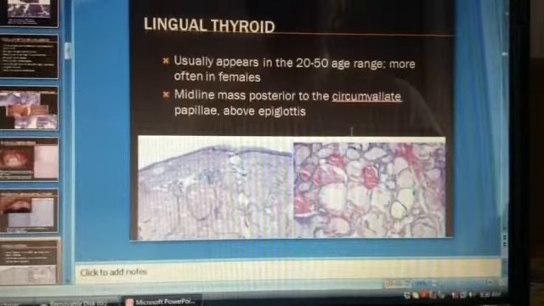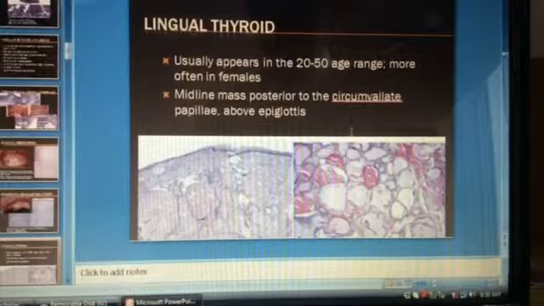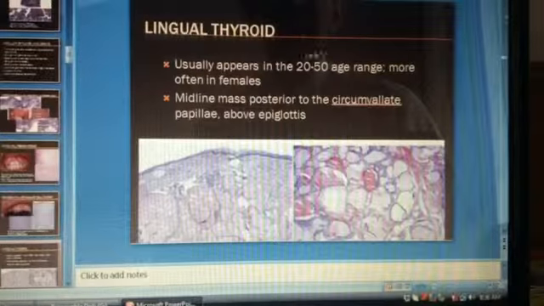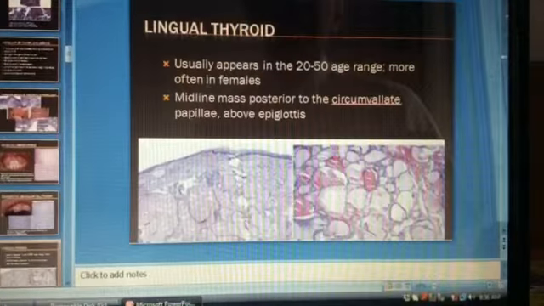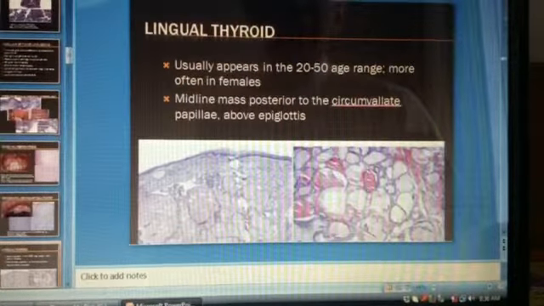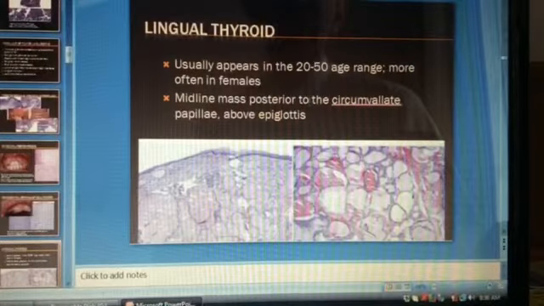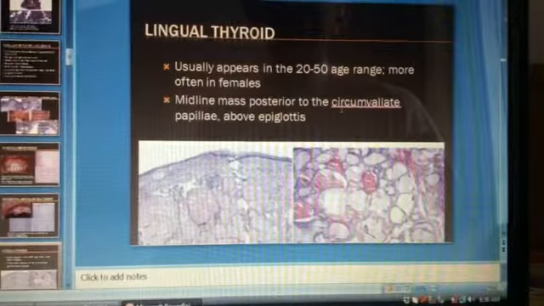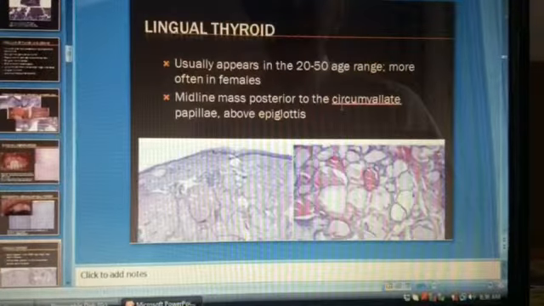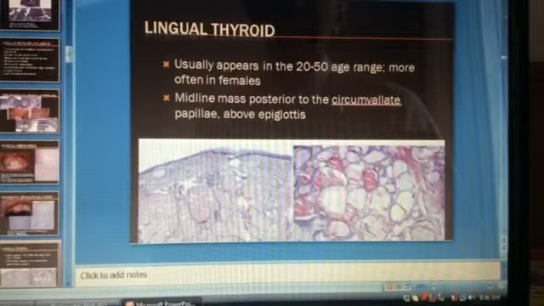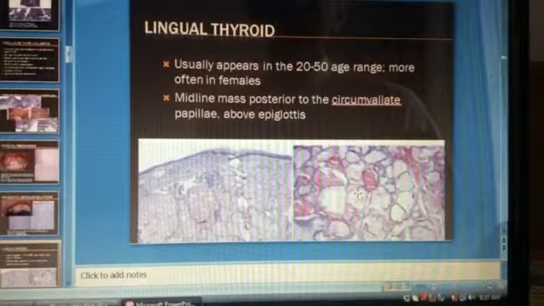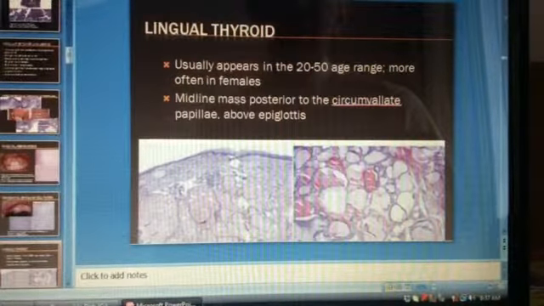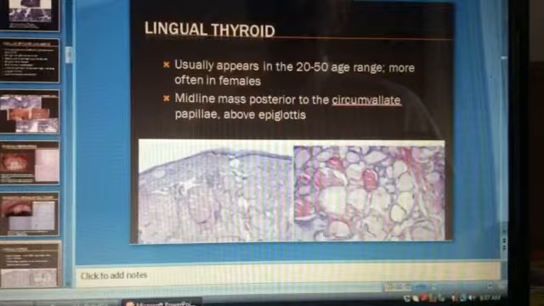Lingual thyroid is another lesion that can be somewhat nodular. This is usually in adults, and as expected from the embryology, this usually presents as a midline mass in the circumvallate papillae posterior area, reminiscent of the thyroglossal duct. This is essentially a suprahyoid version of a thyroglossal duct type tissue remnant.